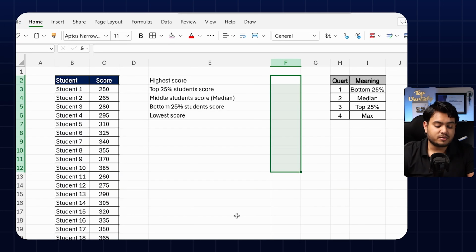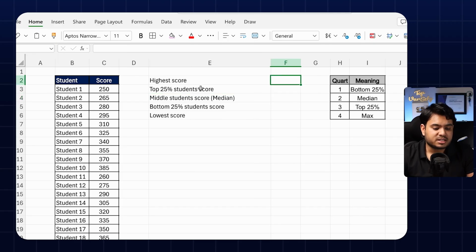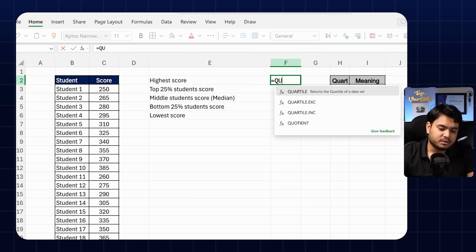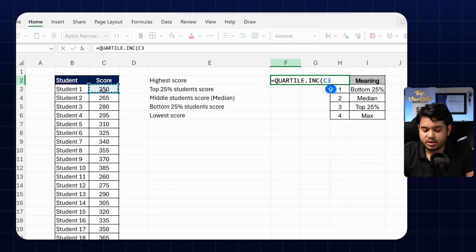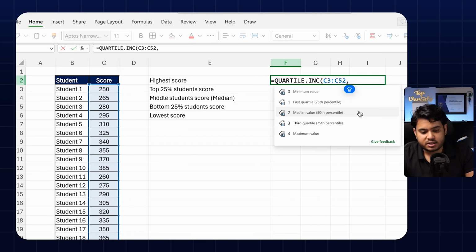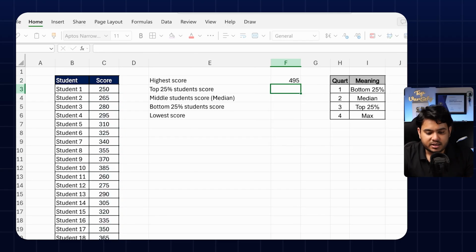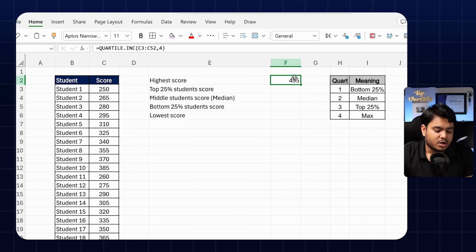Okay, this is the use of our quartile function, and here we are going to see it in this sheet. It is asking for the highest score. So for example, you want the highest score, then we'll write QUARTILE.INC. We'll select the range over here, and we want max, so we'll select here. See, it is written here whatever you want. Minimum value is 0, maximum value is 4. So I'm selecting here, and this is your maximum value. So 495 will be your maximum value.